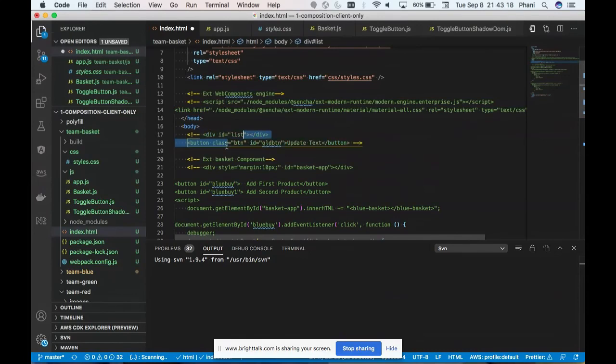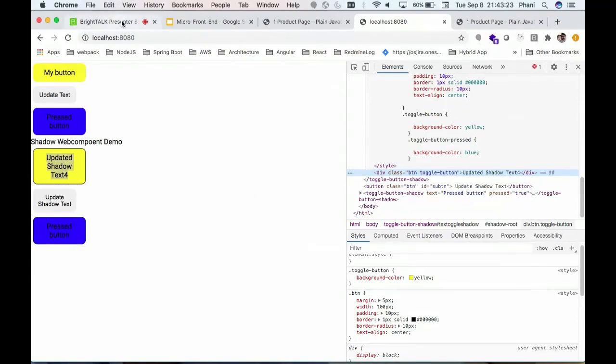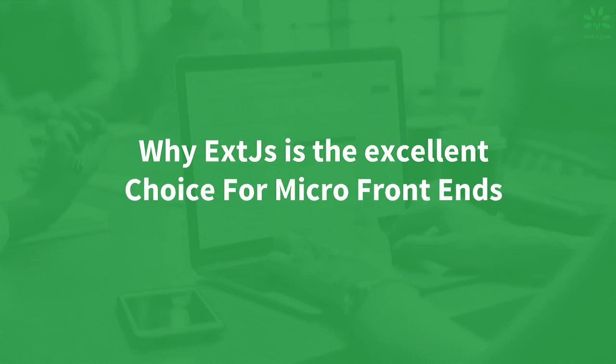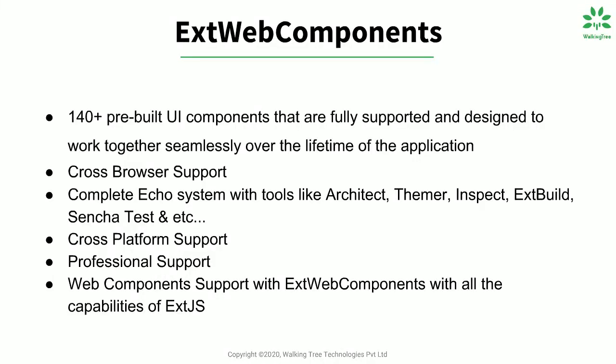Now let's see Ext JS. Before getting into Ext JS, why is Ext JS an excellent choice? Again, as we all know, why Ext JS is the best UI framework available on the market: it has 140 plus pre-built UI components that are fully supported and designed to work together throughout the lifetime of the application.